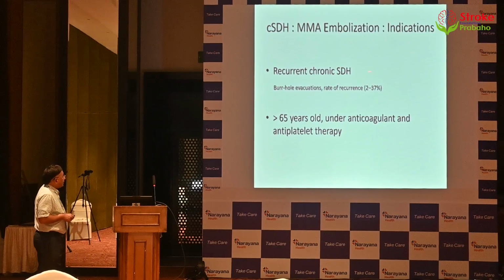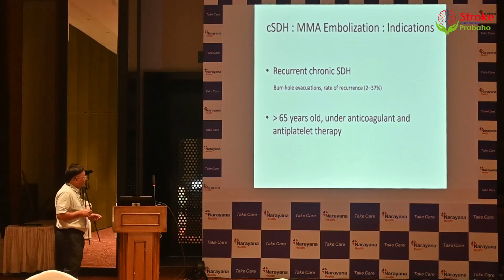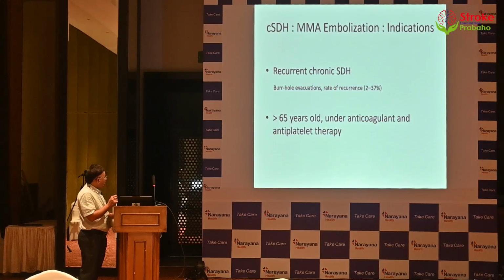So what are the indications for MMA embolization? The most important indication is recurrent chronic SDH, because after burr hole lubrication the rate of recurrence is around 2 to 37%, taken as around 20 to 30% of patients. Even in spite of burr hole lubrication they may have recurrent SDH, and in that case middle meningeal artery embolization is indicated. Another group is older patients on anticoagulant and antiplatelet therapy where it is not feasible to stop them, because of recurrent stroke or a prosthetic valve.